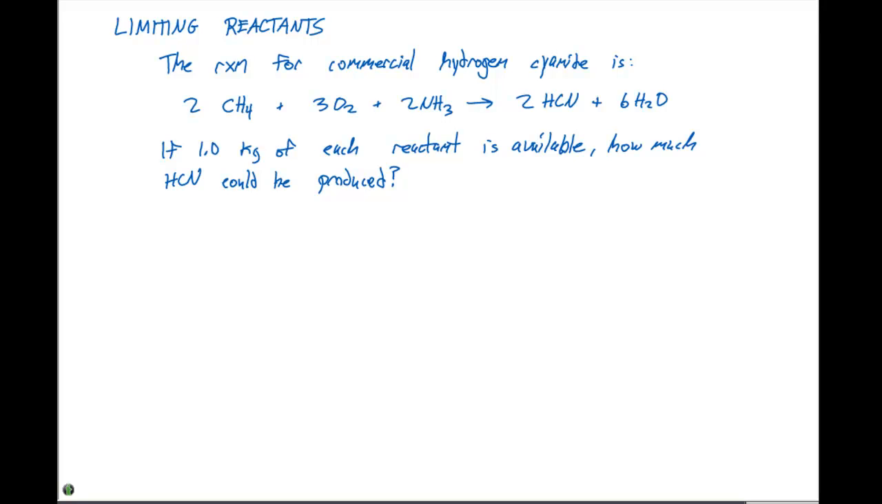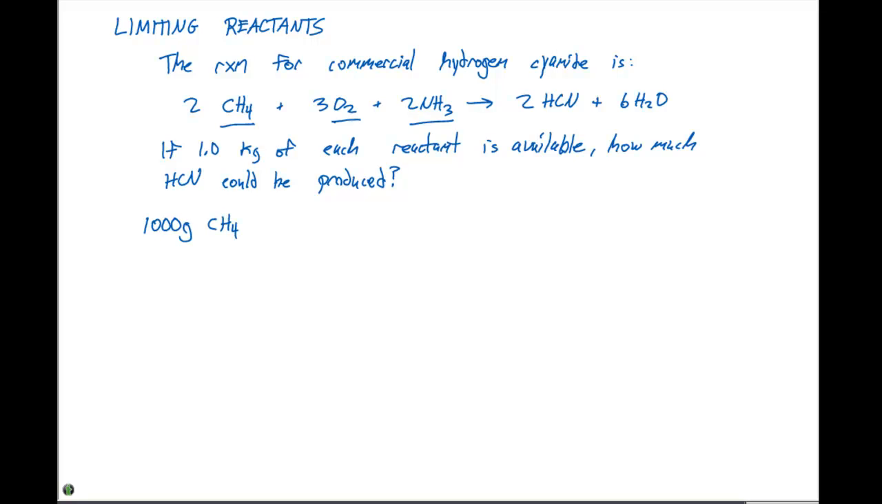So we have 1 kilogram of CH4, we have 1 kilogram of O2, and we have 1 kilogram of NH3. When we react those together, we're trying to figure out how much HCN is produced. So why don't we take 1 kilogram or 1,000 grams and use stoichiometry and dimensional analysis to figure out how many moles of HCN could be produced from 1,000 grams of each reactant.